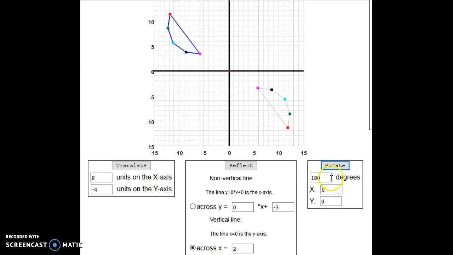You don't have to rotate 180 degrees. You can rotate any degrees. Let's rotate 90. And there you go. We've rotated it 90 degrees.